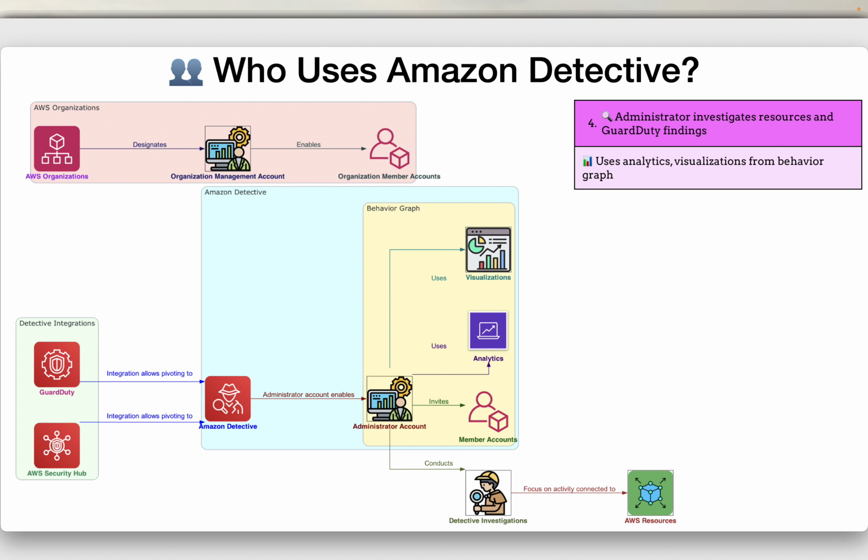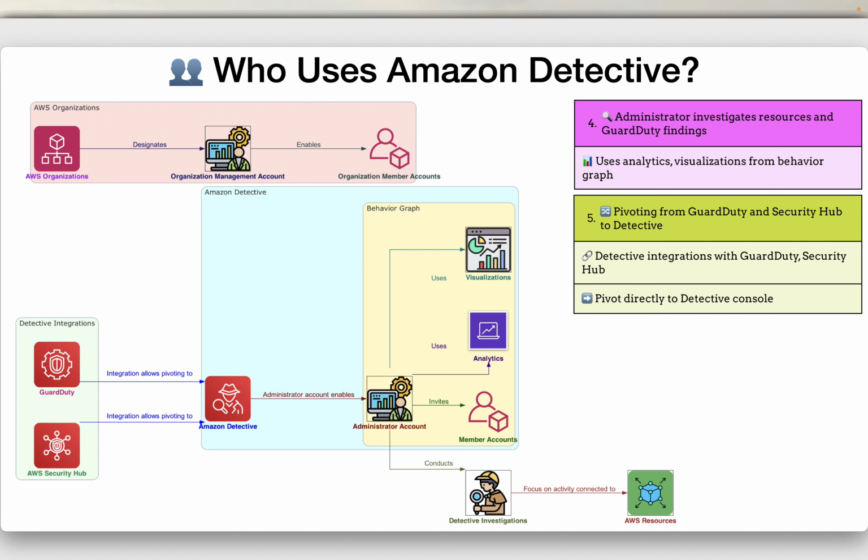The administrator account uses the analytics and visualizations generated from the behavior graph to investigate AWS resources and GuardDuty findings. Using the Detective integrations with GuardDuty and AWS Security Hub, so these two services, one more service is AWS Security Hub, you can pivot from GuardDuty findings in these services directly into the Detective console. So you can move or pivot from GuardDuty findings to this, because it will also have analysis from the other services done, like VPC flow logs and logs from other services, CloudTrail and all.